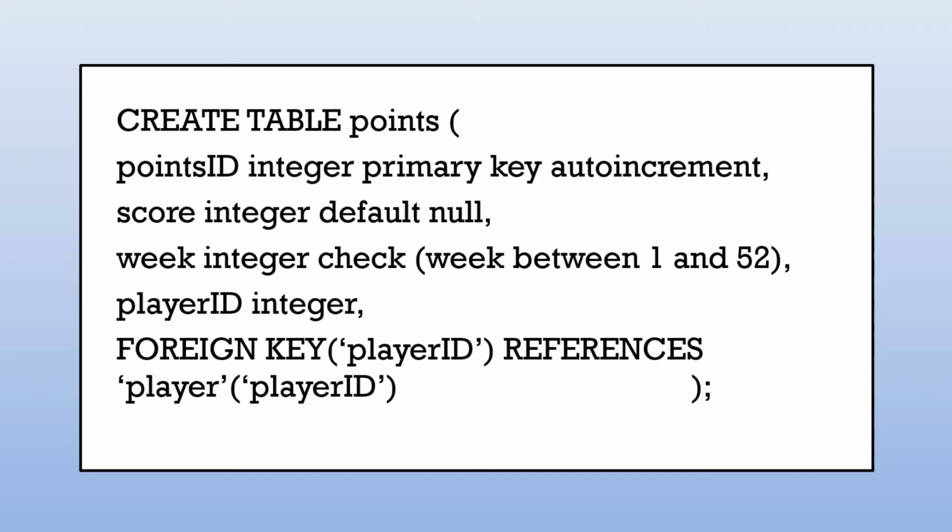At the bottom we've got player ID. Now that's the primary key from the previous table, so in this table it's going to be a foreign key. So we say it's a foreign key, player ID, and that references the player ID from the player table.